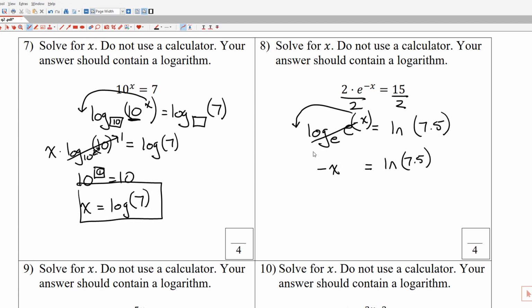And I'm still not done because I haven't solved for x. I've solved for negative x. So I need to get rid of that negative. You can divide both sides by a negative, but I prefer multiplying by negative one. They're both basically the same thing. It's essentially saying change the sign of both sides. Change the sign over here to a positive x. Change the sign over here to a negative natural log of, I was about to say x, no, 7.5 or 15 halves, whatever you want. And there is our final answer.